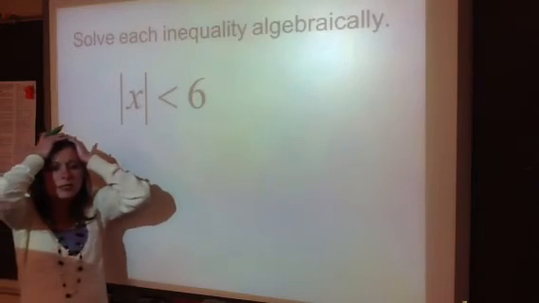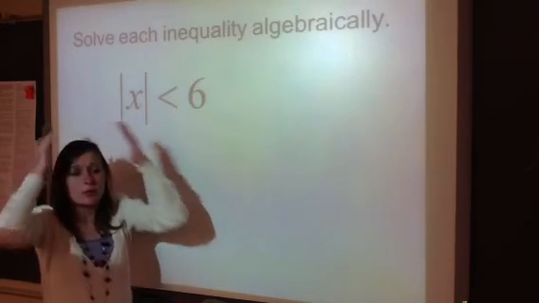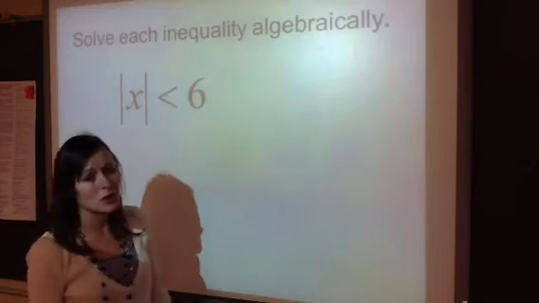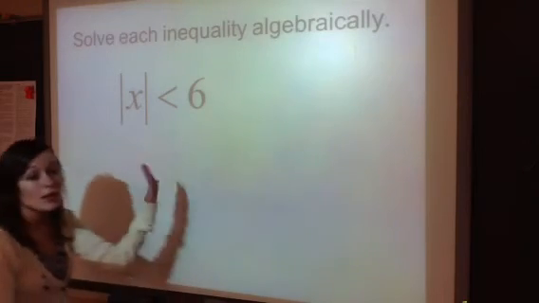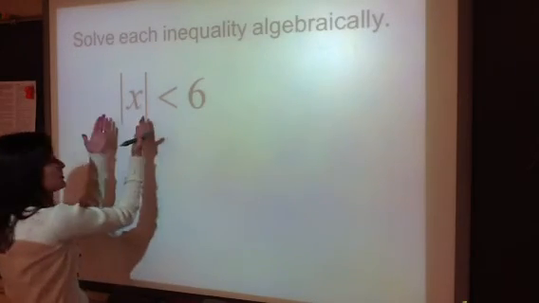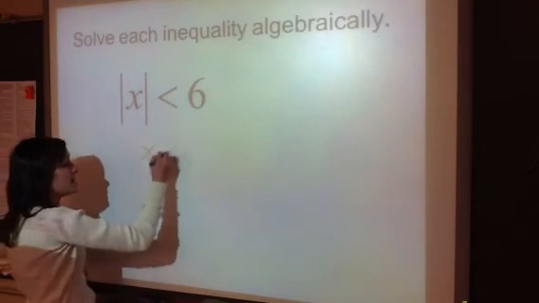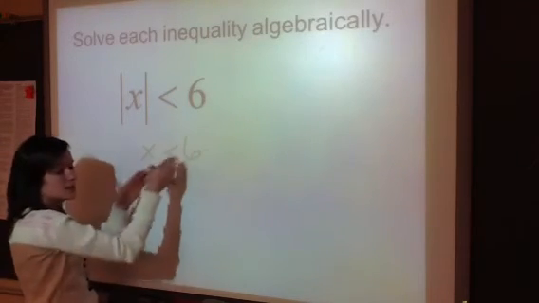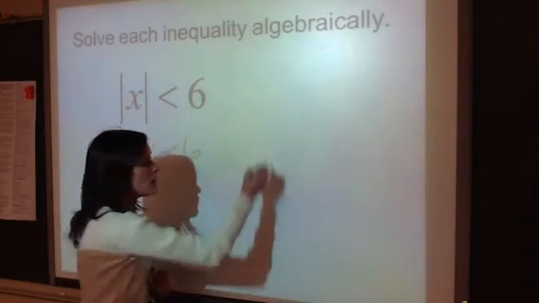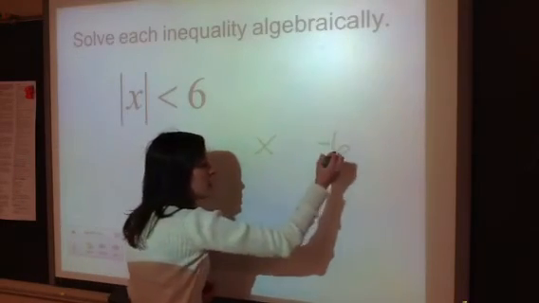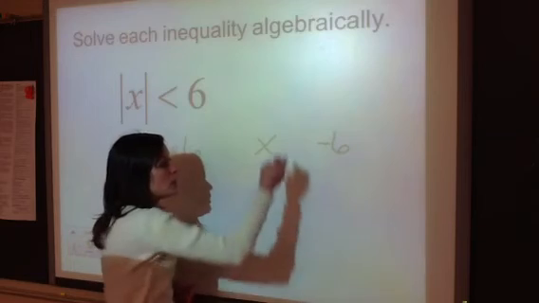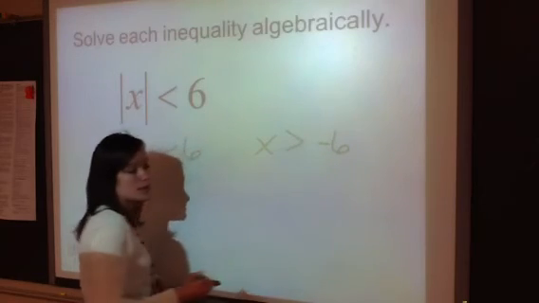Oh man, we just learned about absolute value equations. Now we have to do inequalities? Yes. They work the same way. Your absolute value has to be isolated, so it is. So we set it less than 6. You also have to do another one to negative 6. When you do the negative one, you flip your inequality symbol.